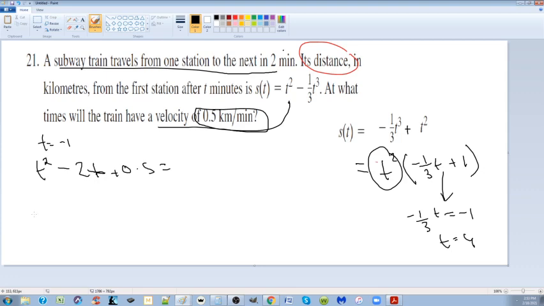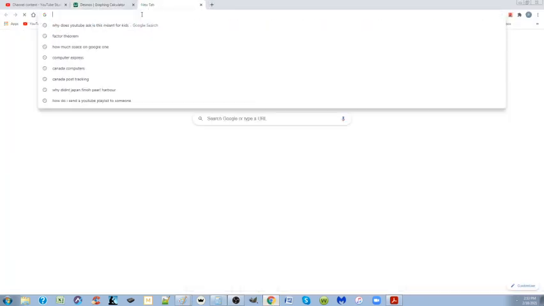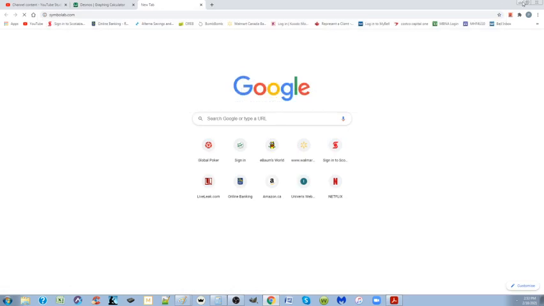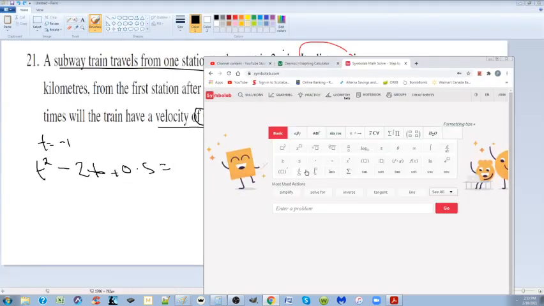And then I can use 2, so I get 4 minus 4 plus 0.05. And then I can use minus 2. So I get 4 plus 0.05. And so we can see that we have to use the quadratic equation, but I'm just going to use Symbolab. And who knows, maybe there's no solution, but I'm pretty sure there is.